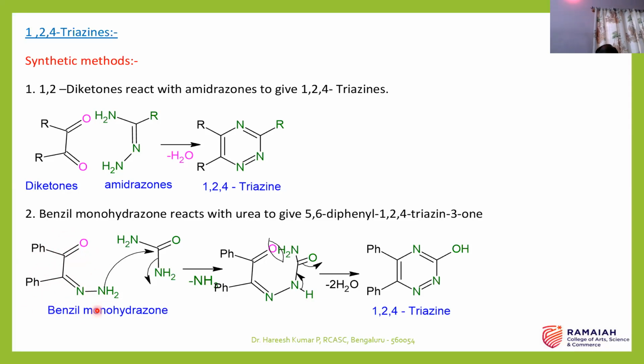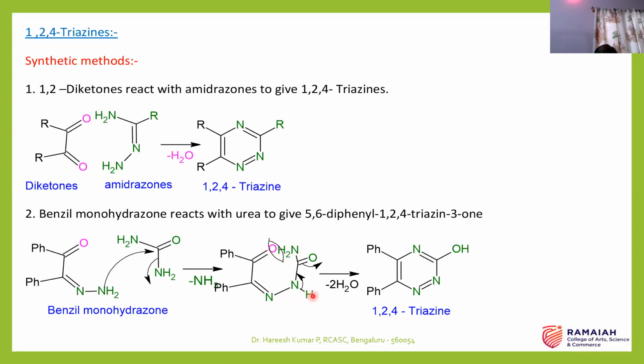The obtained benzil monohydrazone can react with urea. This is called urea, NH2CO NH2. What will happen? The lone pair or the bond pair can attack this carbon, and this will go out. This happens when you mix both and heat. The obtained compound is like this. Then afterwards, there will be an H2 and O, removal of water.